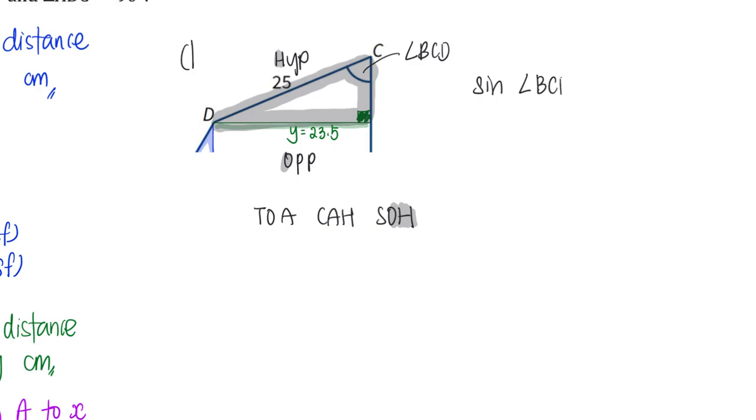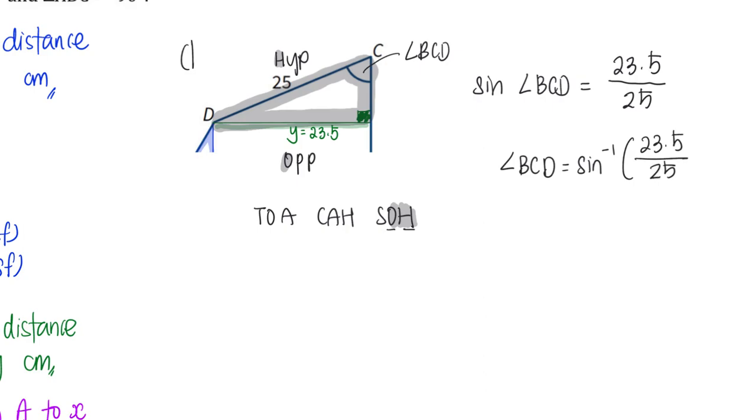So sine of angle BCD is equals to opposite, which is my Y, 23.5, divided by my hypo, 25. So I will be able to get my angle BCD easily. 70.052 to 5 significant figures. Final answer, 70 to 1 degree. And this is for part B.